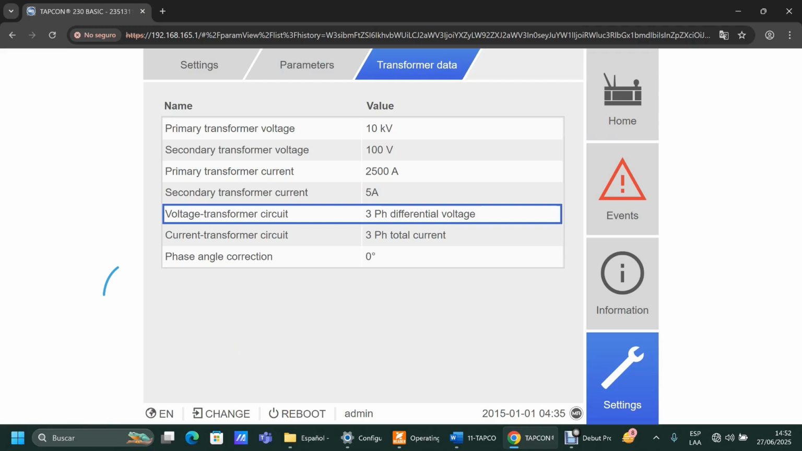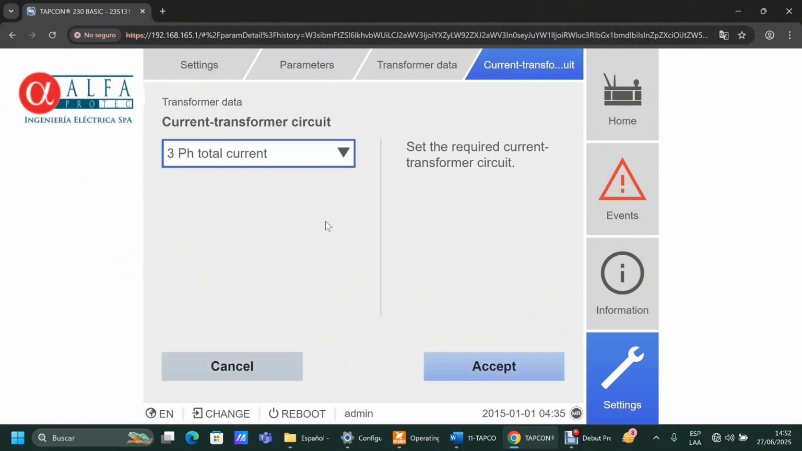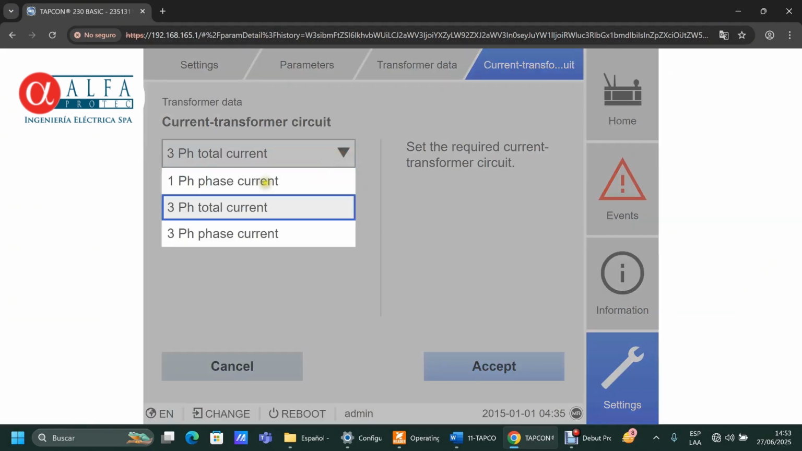Now let's look at the current transformer circuit parameter. This defines how the current signals are wired. The available options are: single-phase phase current for single-phase systems, three-phase phase current for line current measurement in three-phase systems, and three-phase total current for differential measurements, where the signal is the vector sum of two line currents.